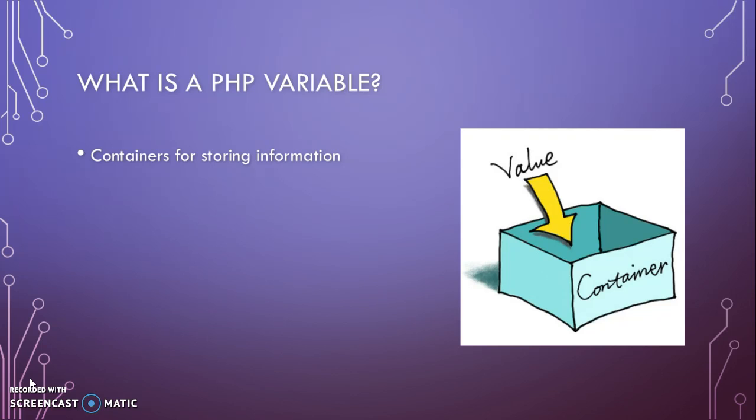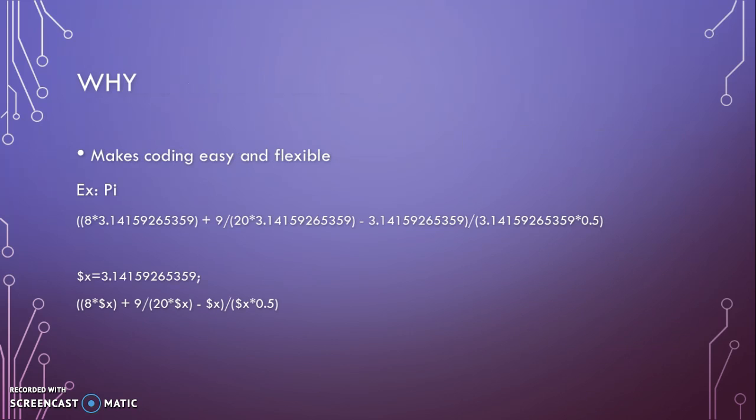A PHP variable is a container for storing information. I love this picture because you have your variable, which is the container, and then you can put any value that you'd like in there. For example, a number, or you could even put a string or saying, like, hi, hello world. Then you can use that container as many times as you would like in your code. That ties along with why we use variables.